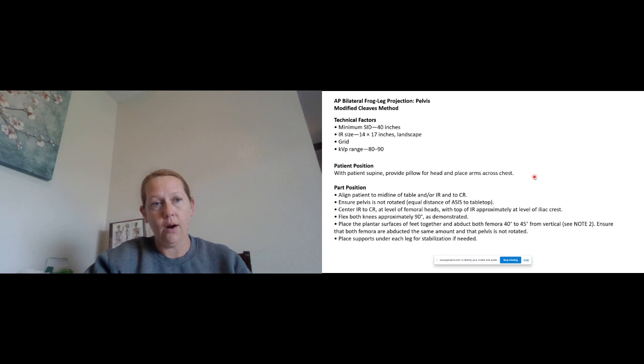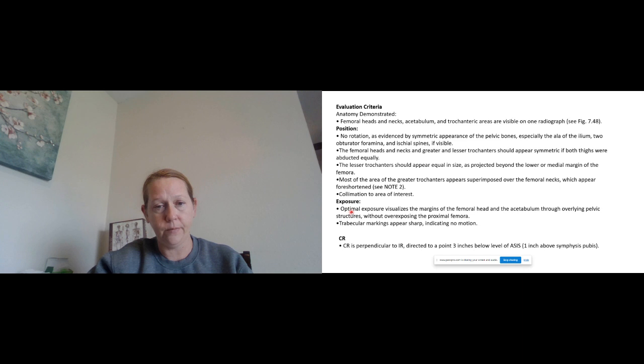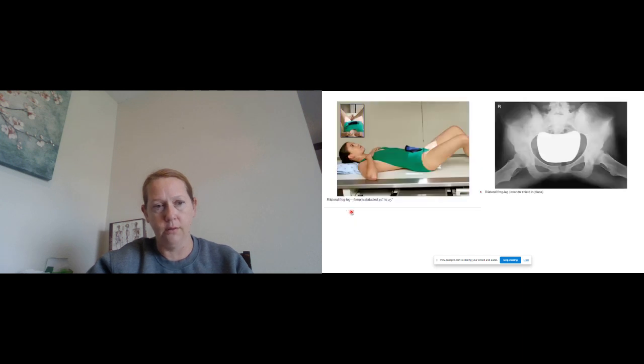All right, so we're going to go over this in positioning, and I'm sure you already have, but this is called a frog leg, but you need to be aware that it's called a modified Cleaves method. Your kVp range doesn't change between the pelvis or the hip, so you can keep the same technique all the way through, unless, of course, you're dealing with an osteoporotic person. So I'm not going to read you all this, but here's the part positioning because I want to show you the picture.